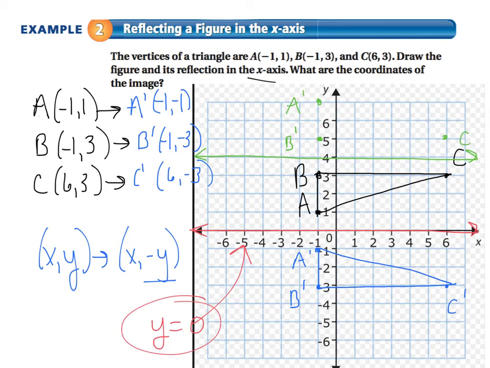So sometimes it won't be the x-axis or y-axis, you're going to reflect it over a line. So if I said reflect this triangle, ABC, over the line y equals 4, that's your line of reflection, it would look like this triangle in green.